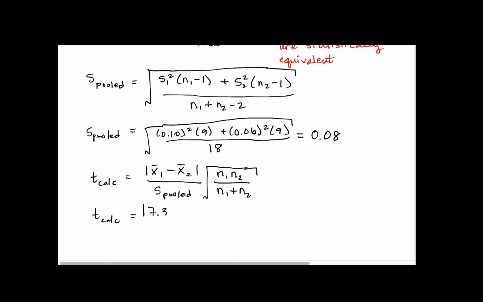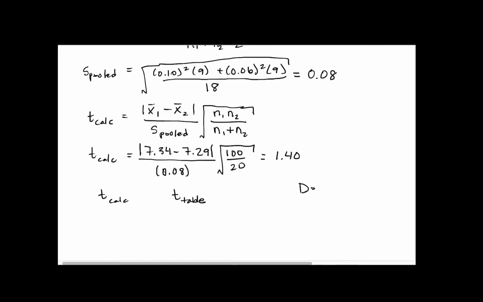Then we have 7.34 minus 7.29, divided by our pooled standard deviation, which was 0.08, square root of 100 divided by 20. So go ahead and pause and plug that through, and you should get 1.40 for your calculated t-value. Now, just like we did with comparing the F-test, we're going to do this t-test comparing the calculated value for the t with the tabulated value for the t.